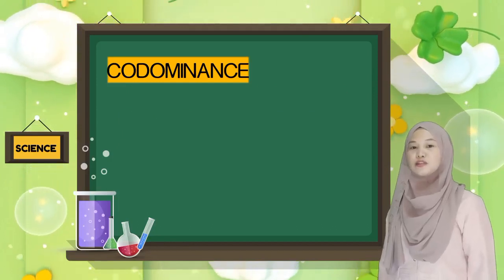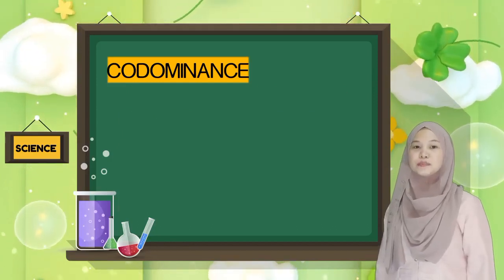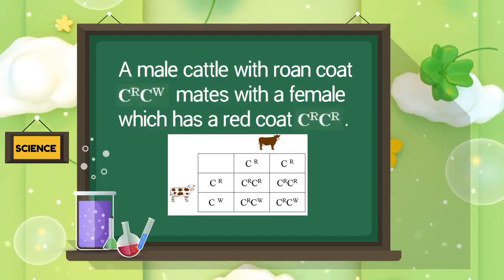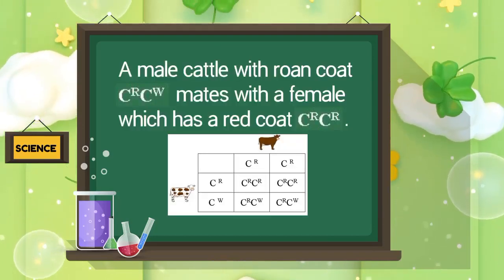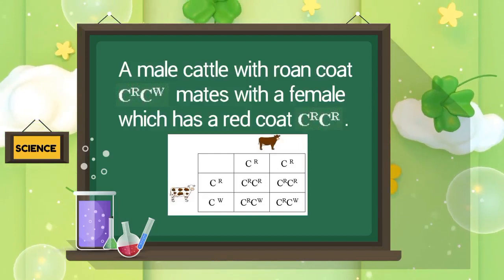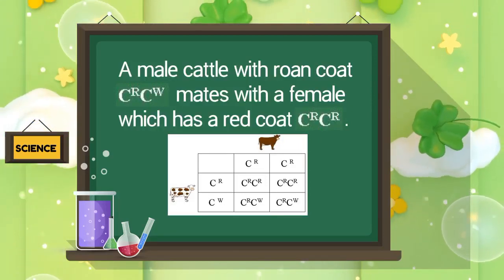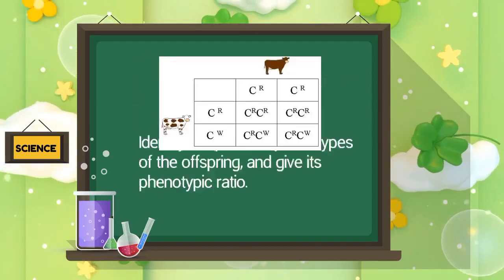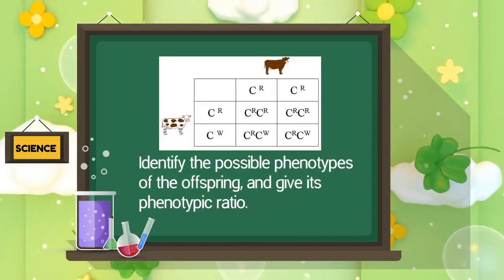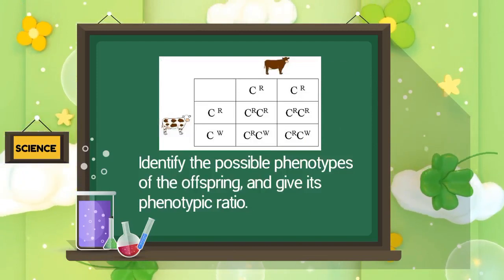Now, let's try solving another problem using the principle of codominance. A male cattle with roan coat mates with a female which has a red coat. A Punnett square of the cross is given below with the genotypes of the offspring. Identify the possible phenotypes of the offspring and give its phenotypic ratio.